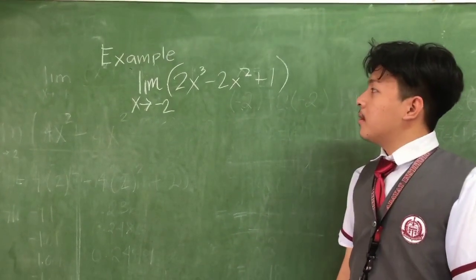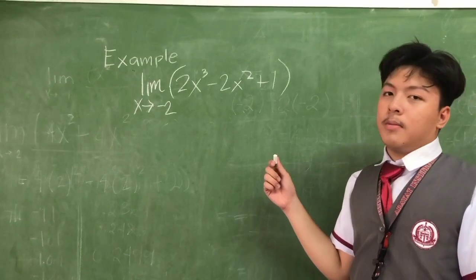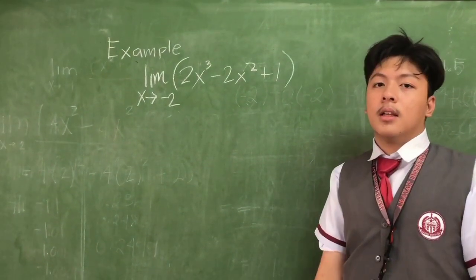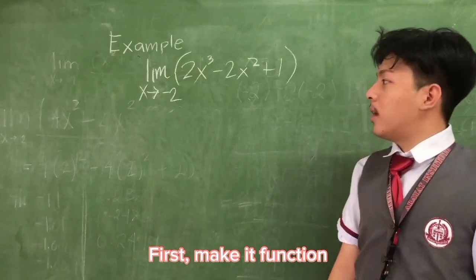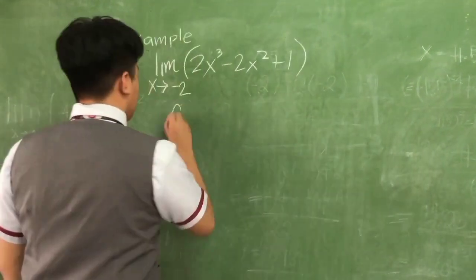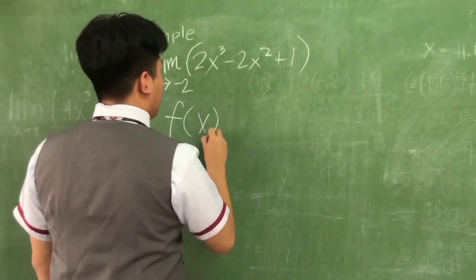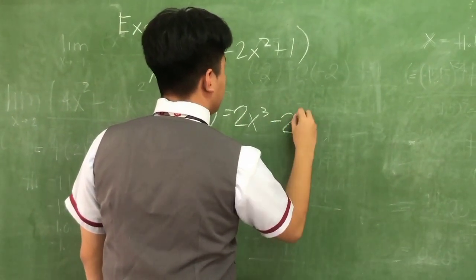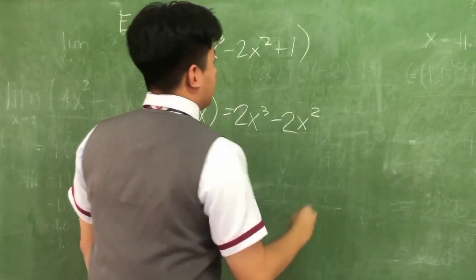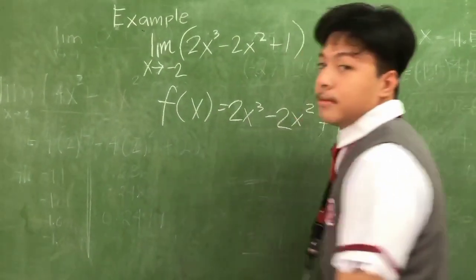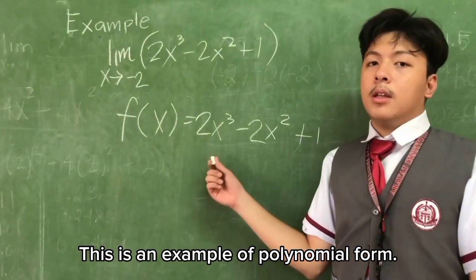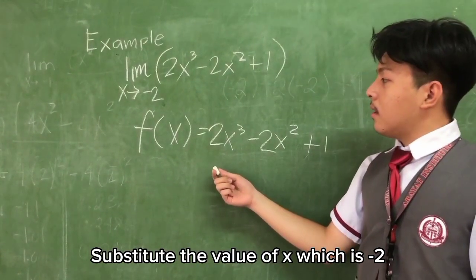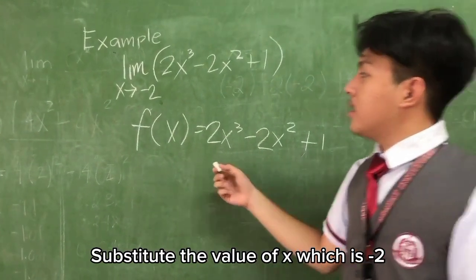Example. Limit of 2x cubed minus 2x squared plus 1 as x approaches negative 2. Una natin gagawin ay gagawin natin itong function. F of x equals 2x cubed minus 2x squared plus 1. Isa itong uri ng polynomial. Papalitan na natin ang f of value ng x, which is negative 2.